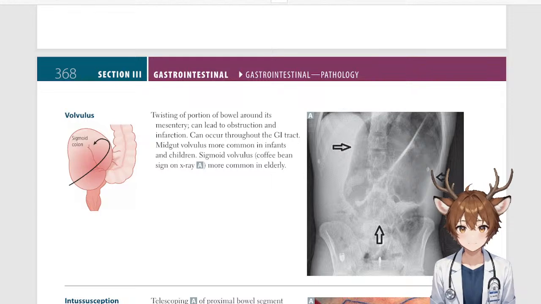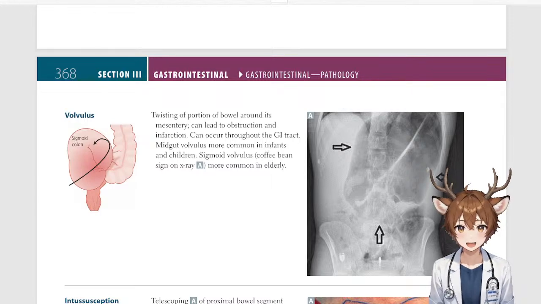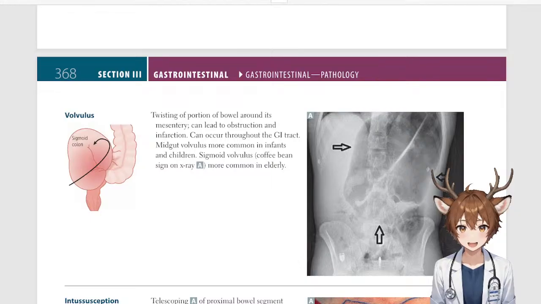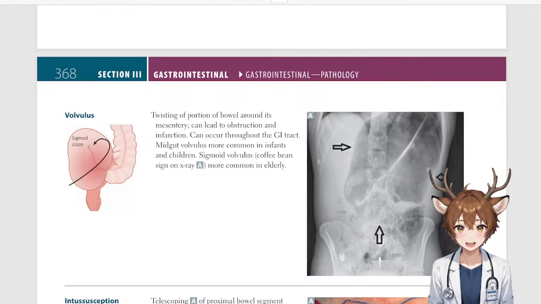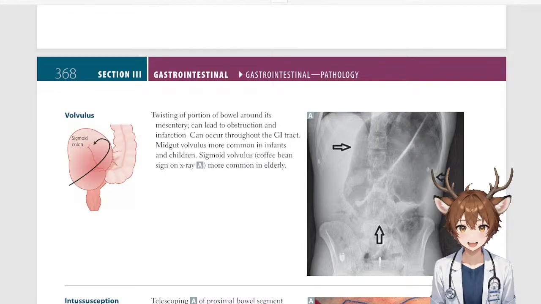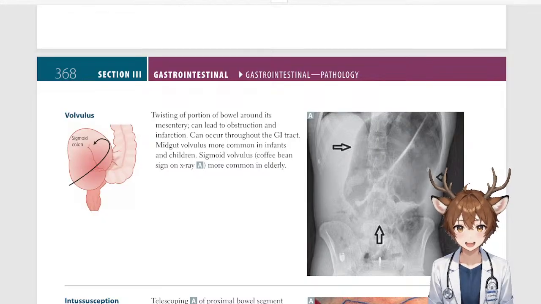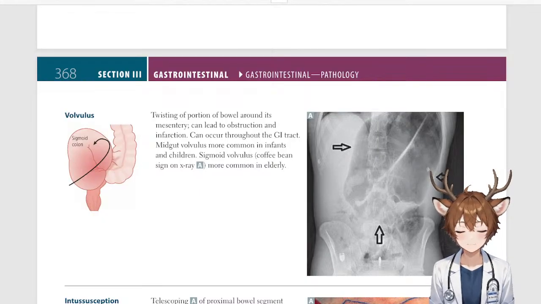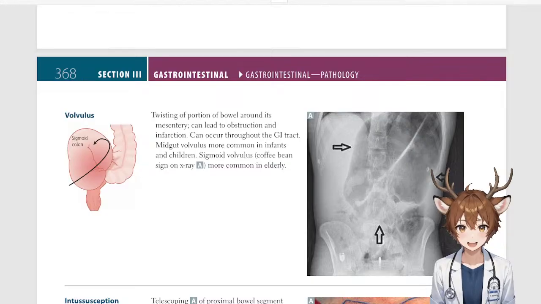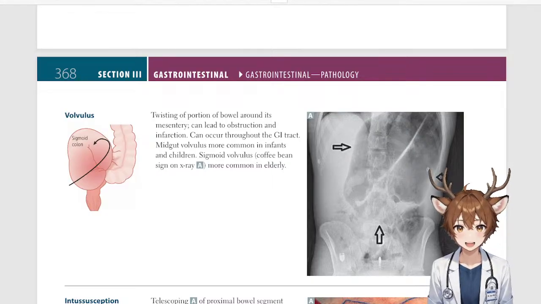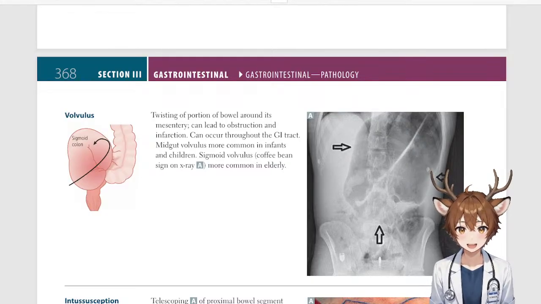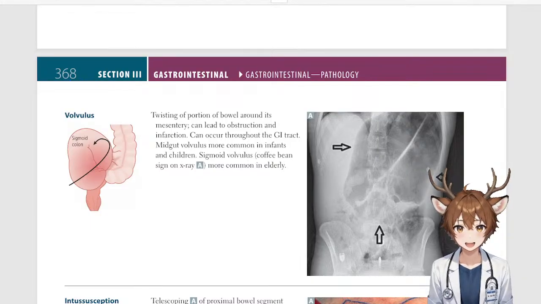Gastric volvulus is more common with abnormalities like paraesophageal hernia in adults and presents with severe abdominal pain, dry heaving, and inability to pass a nasogastric tube. Midgut volvulus is more common in infants and children, i.e., minors, so midgut, minors. Sigmoid volvulus, coffee bean sign on X-ray, is more common in older adults, seniors. So think sigmoid volvulus, seniors; midgut volvulus, minors.